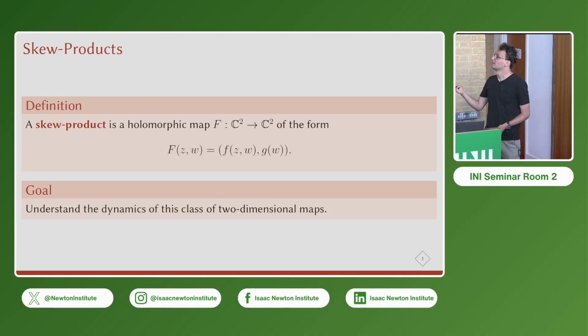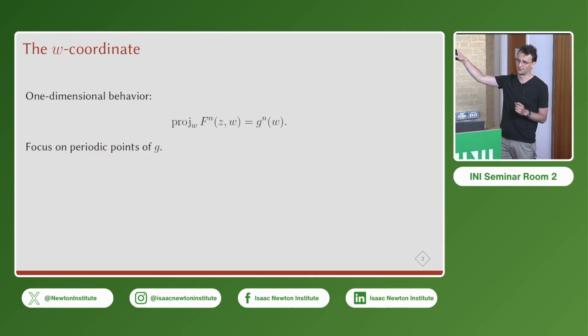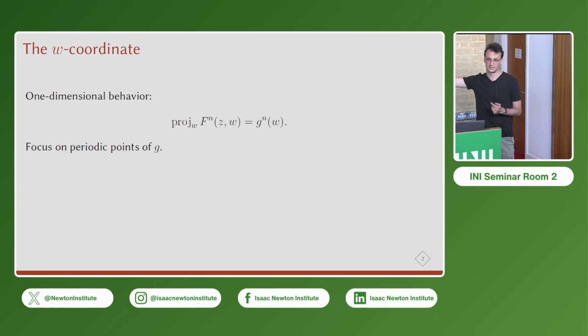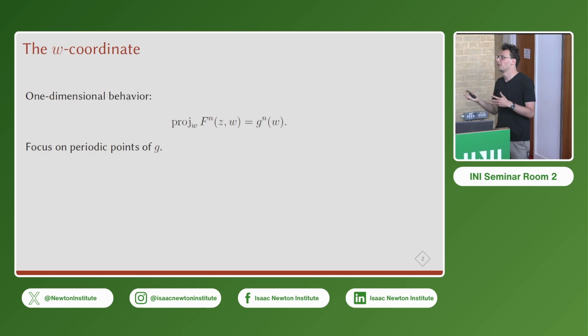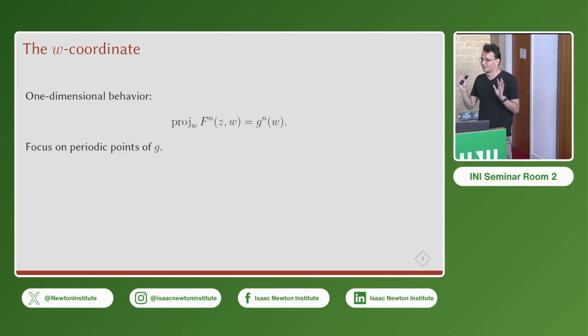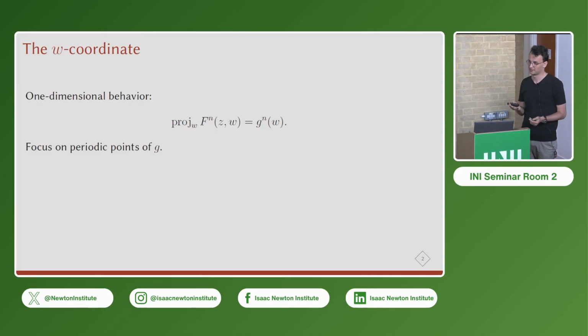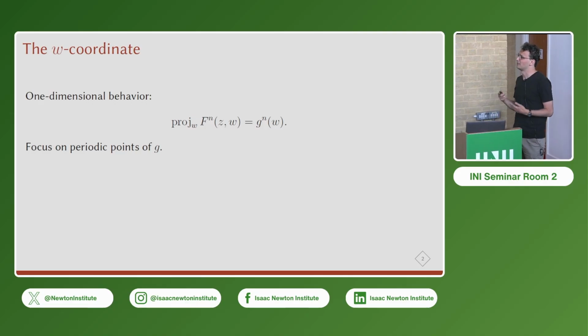Okay, so to study the dynamics, I want to start by looking at the w coordinate. If you iterate this kind of function and then project down to the w coordinate, what you really get is just the function g iterated n times. So this is just one-dimensional dynamics. We understand one-dimensional dynamics to a large degree. And, slightly oversimplified, we know that one-dimensional dynamics focuses around periodic points. So it's a natural case to look at to just study specific periodic points.